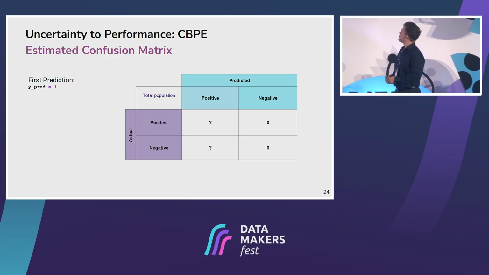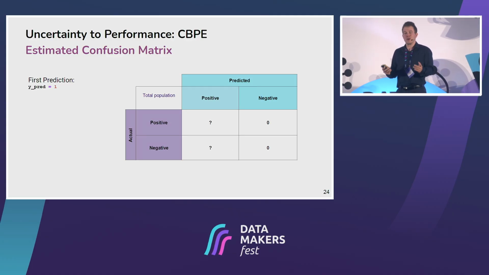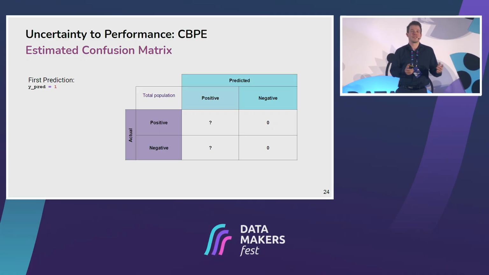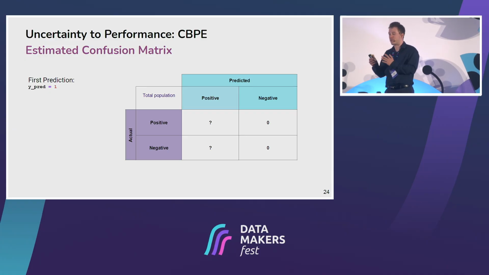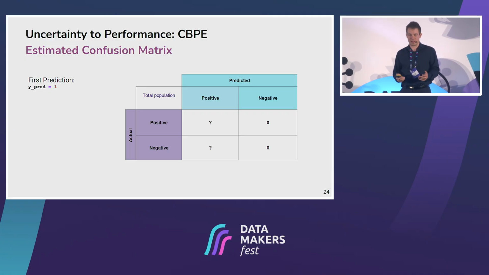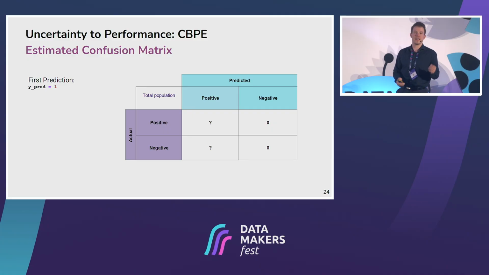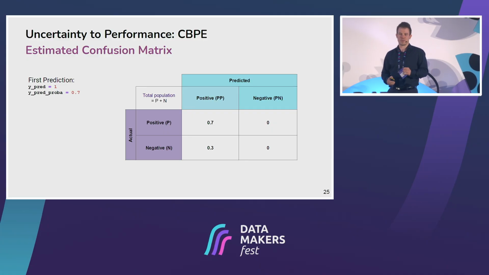How do we do it? Let's start with the first prediction. It happens to be positive. We already know something about the confusion matrix. We know that the prediction is not negative. This is trivial, but it already gives us some information. We also know that it's not a false negative or a true negative. What else do we know? What else do we get out of a classifier? We get the predicted probability.